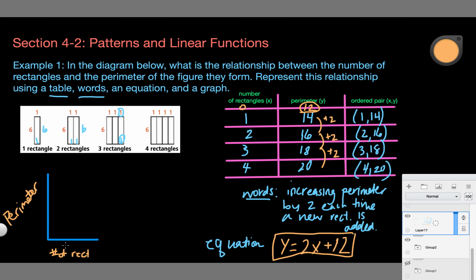Okay, so we know we get 1, 2, 3, 4 rectangles. And I'm just going to estimate here. So let's just say that this is 5, 10, 15, and 20. So with one rectangle, we were at 14, which is going to be right over here. 2 rectangles, we were at 16. 3 rectangles, 18, and 4 rectangles, 20.